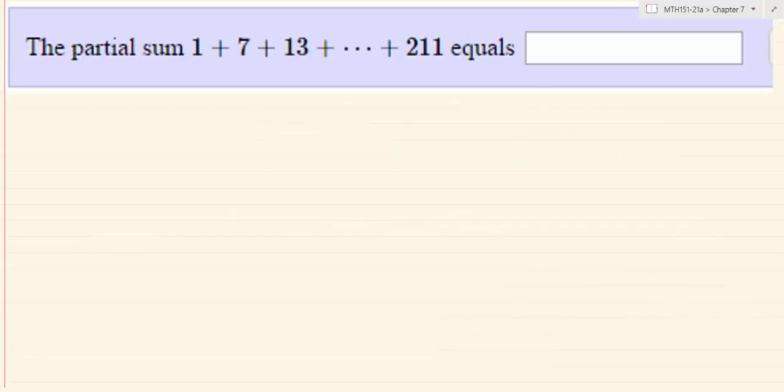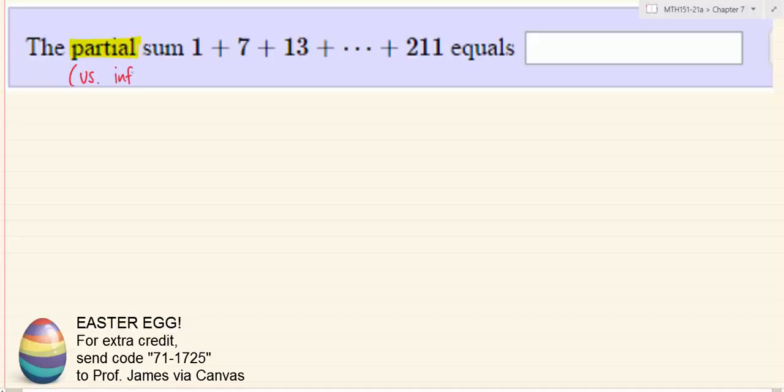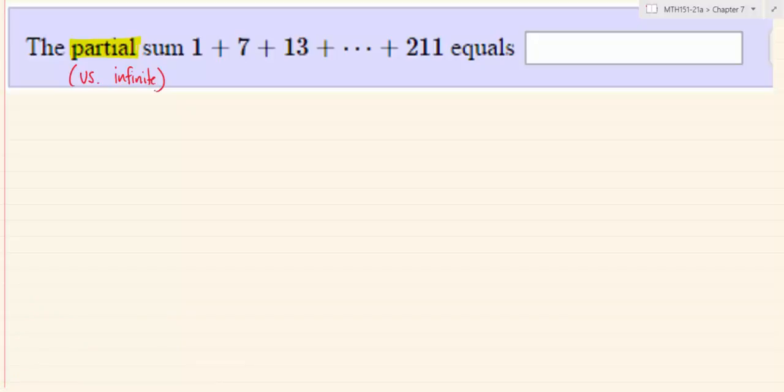So let's do this one, partial sum. The reason they use the word partial is that we could have an infinite sum. So they make a distinction between a partial sum and an infinite sum. When it comes to arithmetic sequences, we're always going to be working with partial sums. We're not going to ask you to extend this out to infinity and add that. So that's why the word partial comes in there.